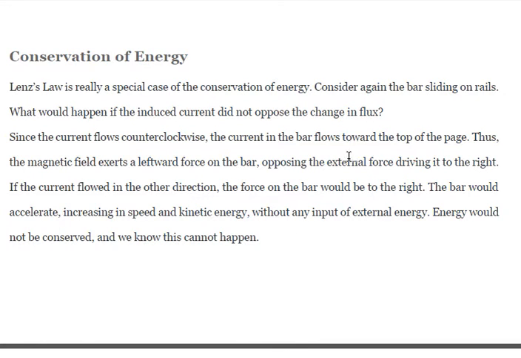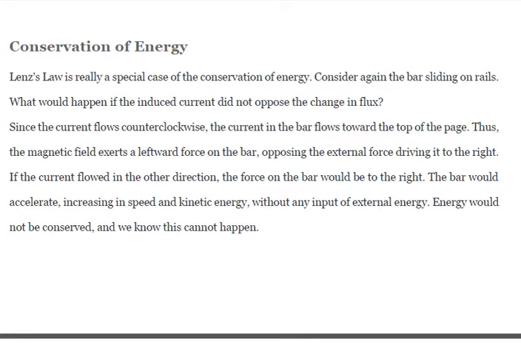If we look at what would happen if current flowed the other direction, then the force on the bar is actually going to be to the right. So we'll have some external force moving to the right. The bar would also experience a magnetic force to the right. So everything would be accelerating, getting faster and faster and faster. We would be getting all this extra speed and kinetic energy at no cost, just coming out of nowhere, and energy would not be conserved in that case, which you should know from last year is a red flag that everything you're doing is wrong if energy is not conserved.